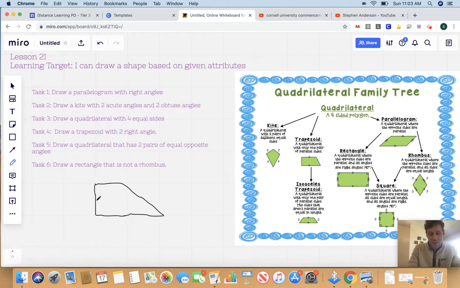It's a 4-sided figure, which makes it a quadrilateral. But it also has exactly what you need to be a trapezoid, which is 1 pair of parallel lines. So use what you know today to draw all of these different shapes and peek back at this chart for help.